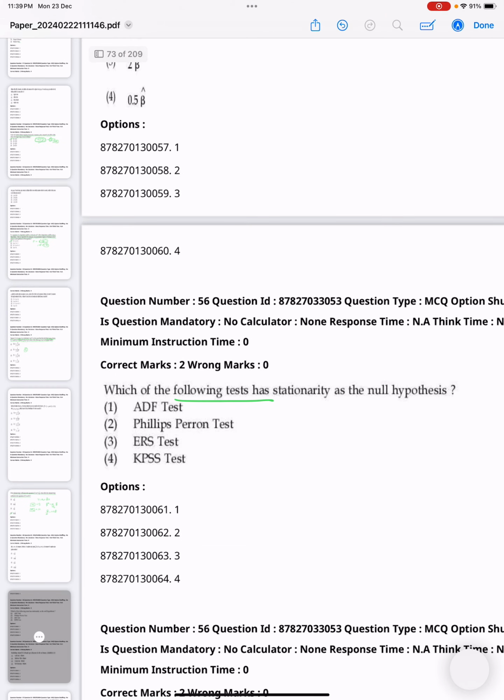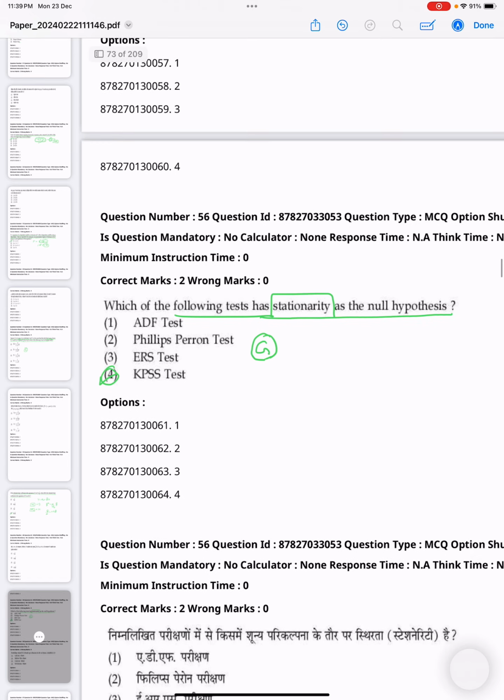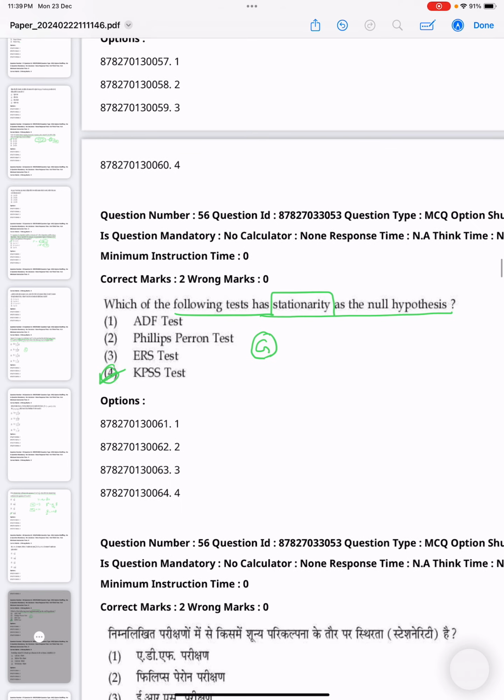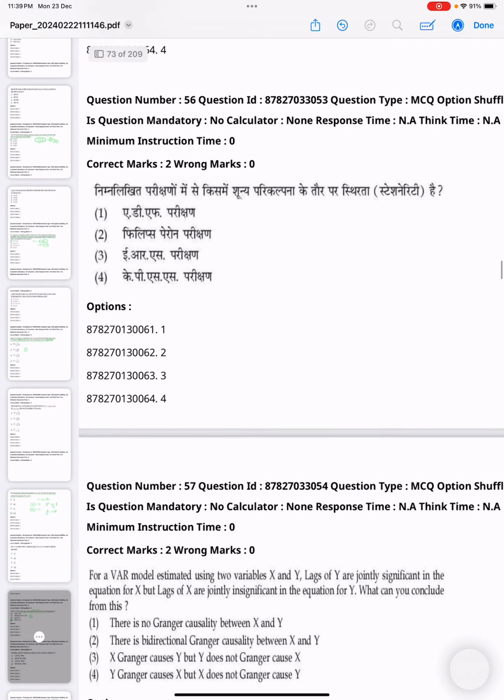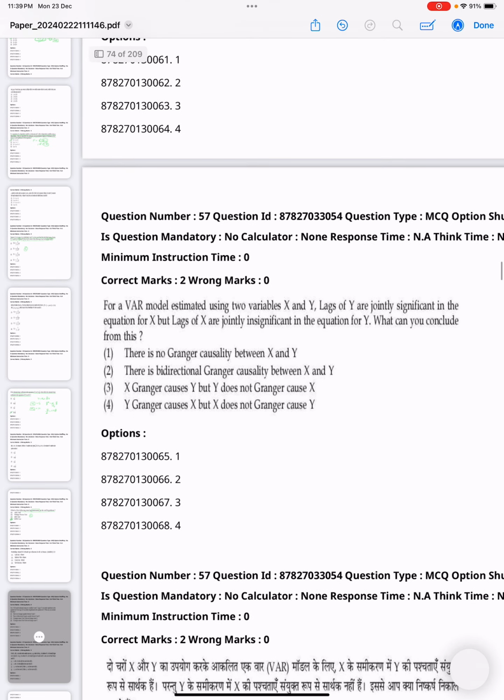Okay. The following test has stationarity as the null hypothesis. Stationarity, I am not sure which particular test, so I might guess it, but I have heard about this test, so I'll go. This is a blind or some calculated guess. Oh, this might be a blind guess only. Okay. For a VAR model, still I have no idea about this. So this would be a guess.